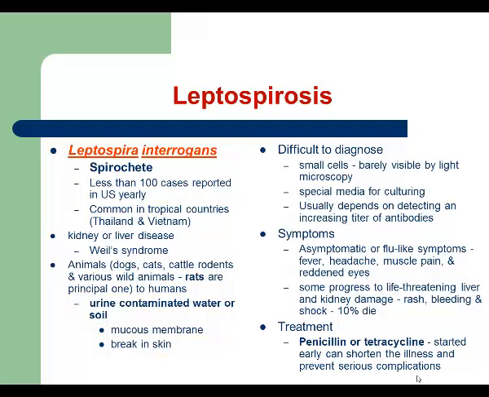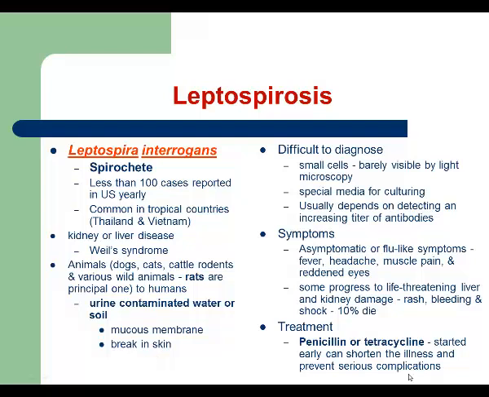Leptospirosis is a tropical infection. The source of infection will be animals, for example, cats, cattle, rodents. People usually get infected through contaminated water or soil, and usually through the mucous membranes or lesions on the skin. Many people infected are asymptomatic. That means they do not produce any symptoms.